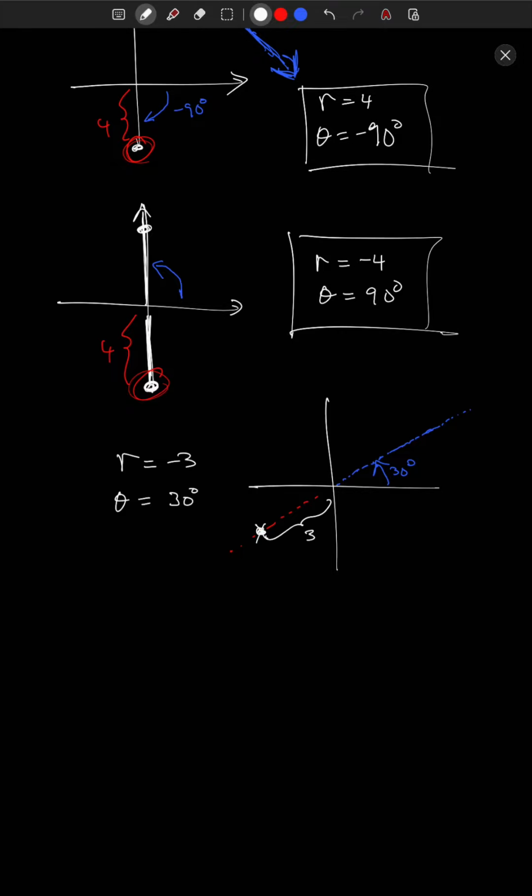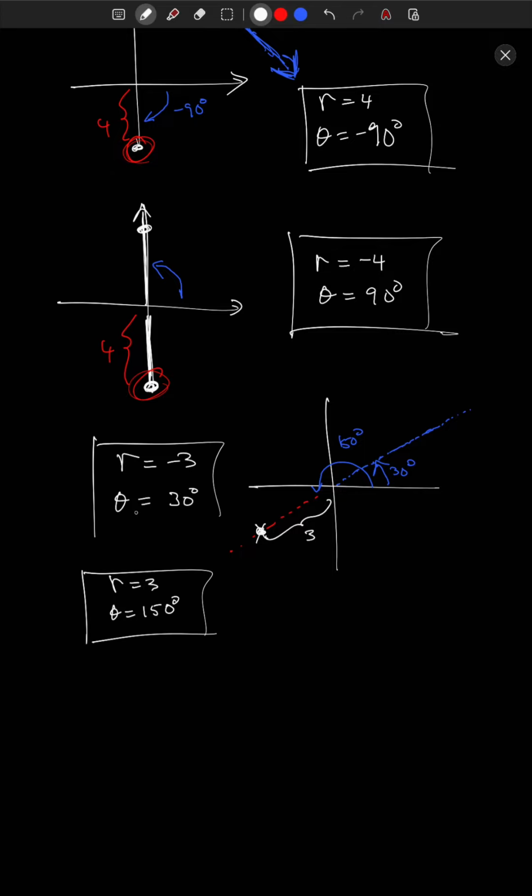All right. So that's going to be our point instead of somewhere up here. As you can see, another way to describe the same point is 30 degrees plus 180 degrees all the way around there. So 150 degrees is like that. So an alternative description is r equals 3, theta equals 150 degrees. Okay, so these two guys are the same point.